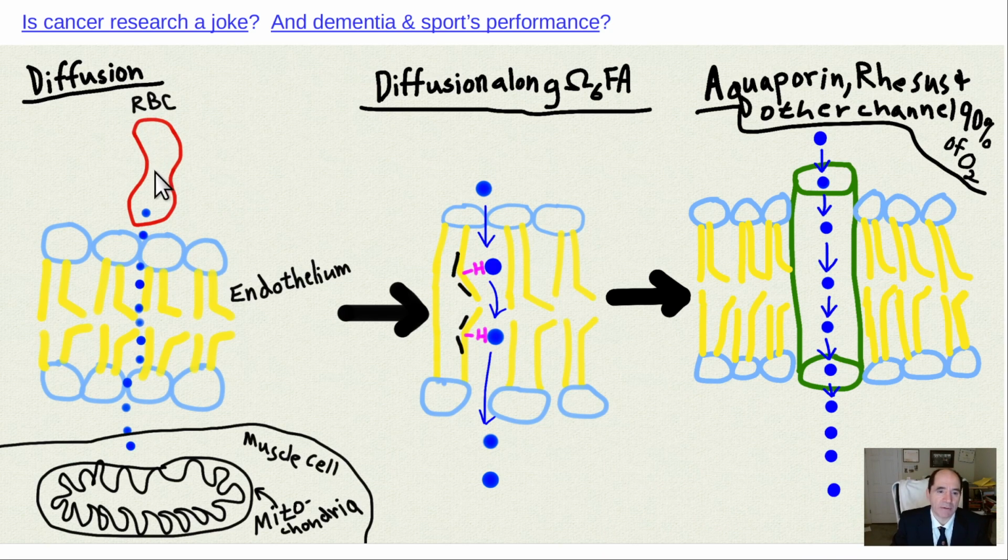It's transported, bound to hemoglobin in the red blood cell. It then crosses the plasma membrane. It has to exit the red blood cell. It then has to go across the endothelial cell, then get into the tissue cell, and go to the mitochondria and be used to make ATP. That's what oxygen does. So there's a bunch of membranes it has to cross. So how it gets across a membrane is a real big deal.